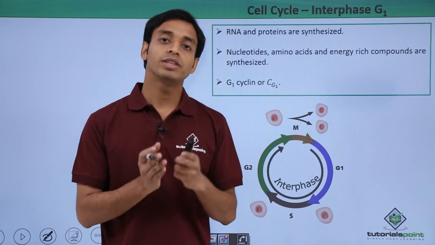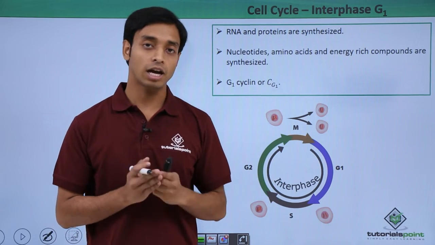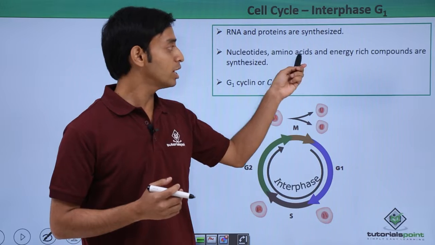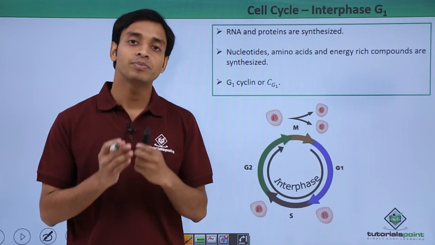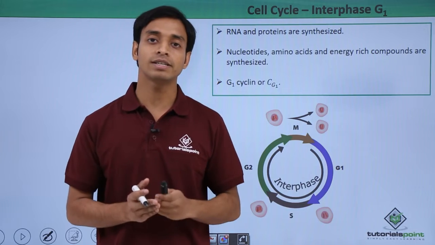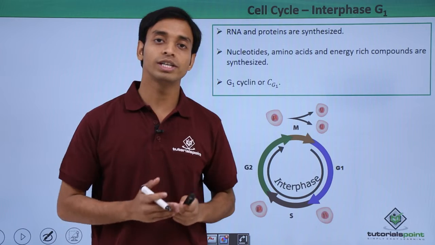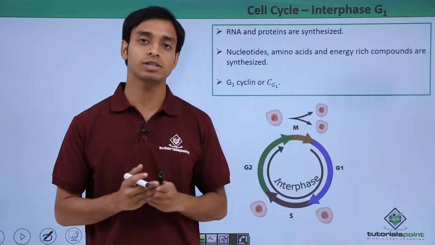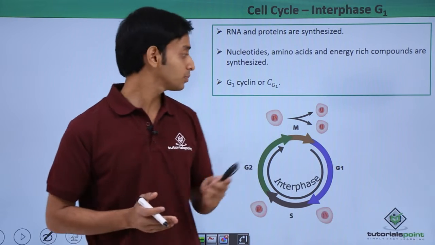In this phase, the RNA and different types of proteins are synthesized. Along with this, numerous nucleotides, amino acids, and very importantly, the energy rich compounds, that is the ATP molecules, are synthesized in the G1 phase. Why? Because these ATP molecules and proteins will be required for the further synthesis or the further cell cycle processes that are going to happen. So G1 phase is a very important phase.